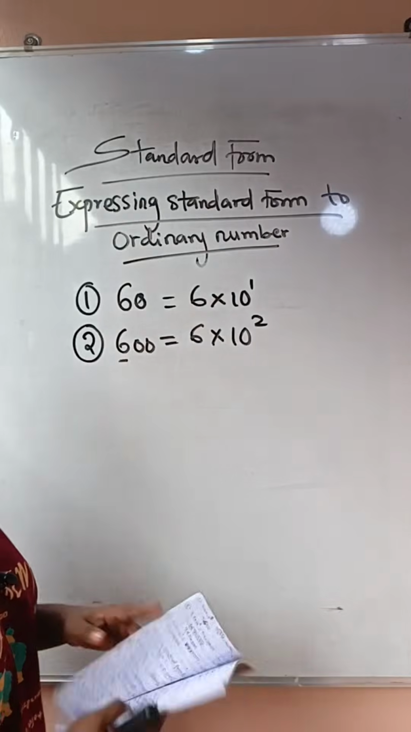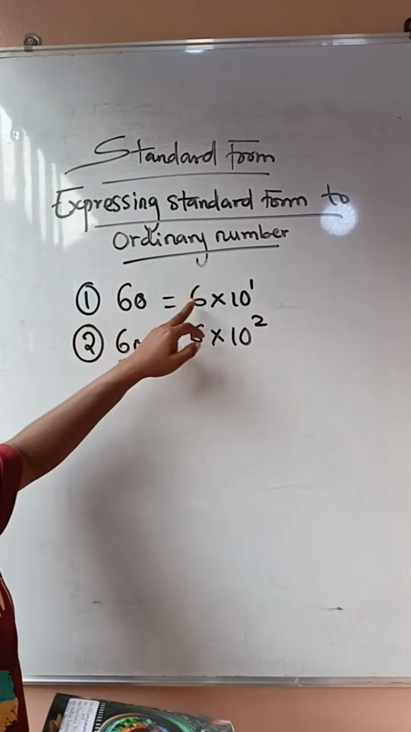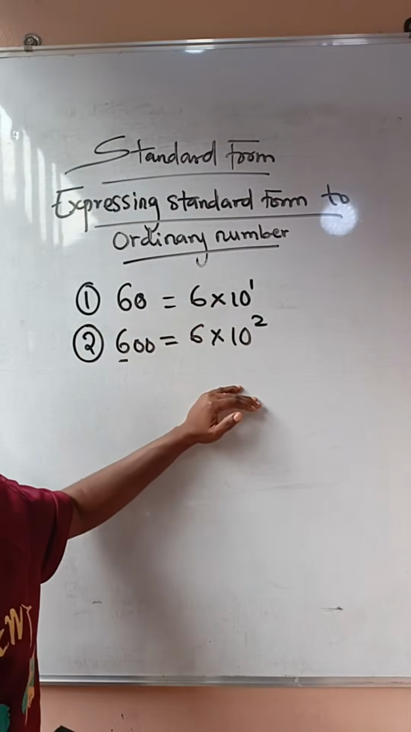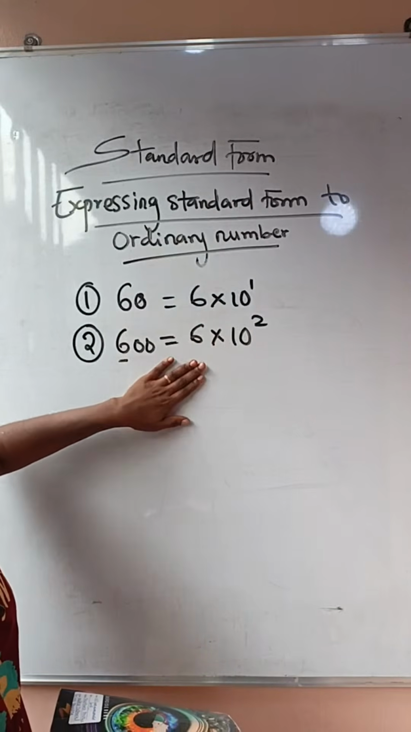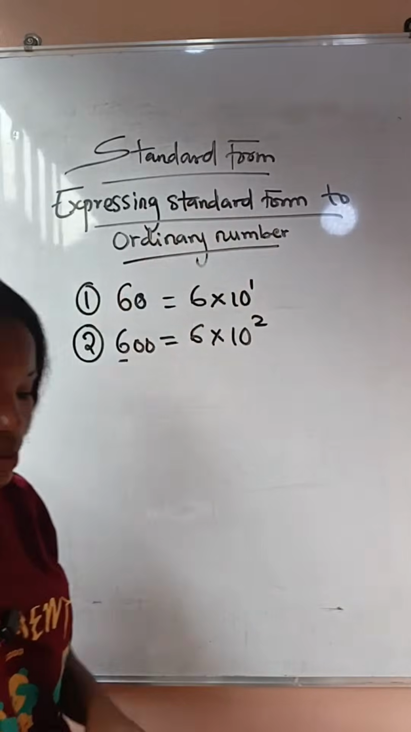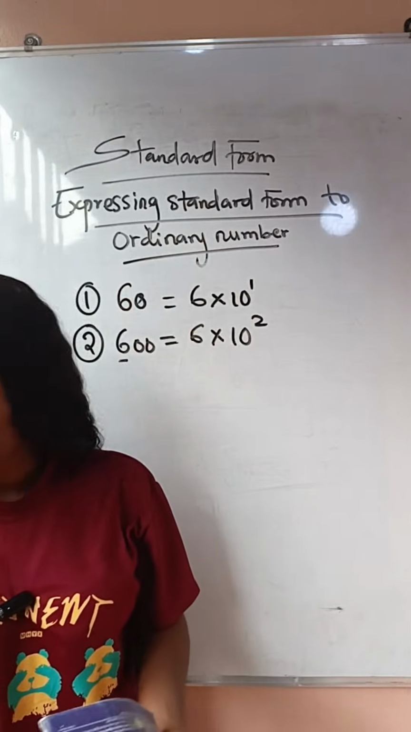Oh, we are expressing ordinary number again to standard form. We didn't do this. Now, we want to express standard form to ordinary number. Sorry, I'm repeating what I've done before.